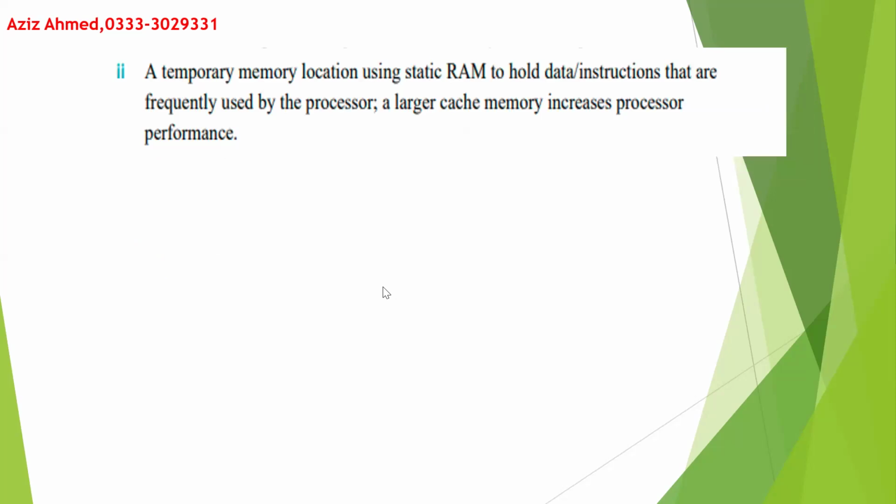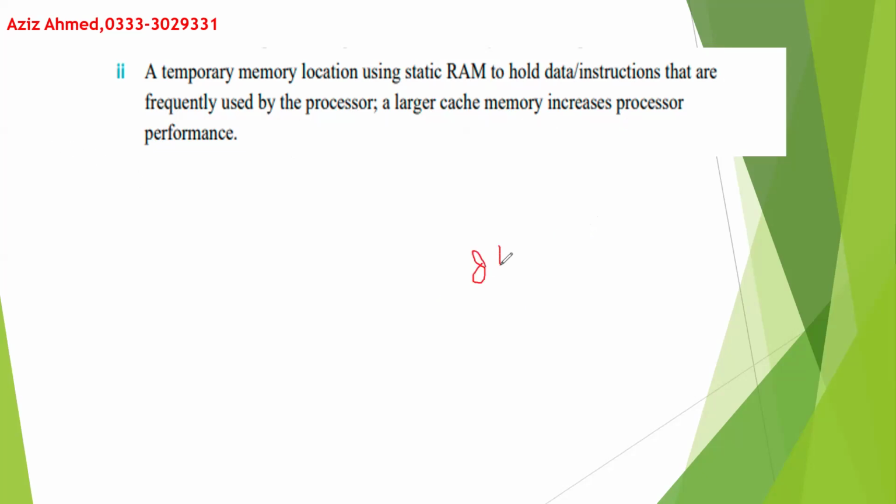Isn't cache faster than RAM? Yes, cache is faster than RAM. It is a temporary memory location using static RAM, also called SRAM, to hold data or instructions that are frequently used by the processor. A larger cache memory increases processor performance. Normally it comes in MBs, maybe 8 MB, maybe 16 MB.